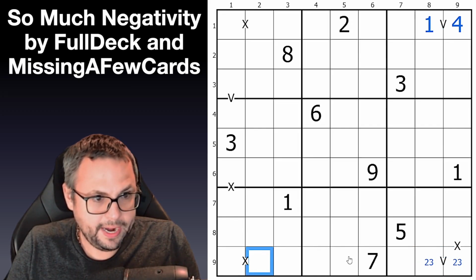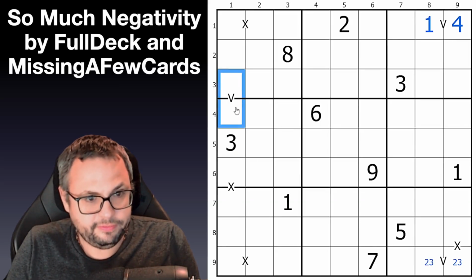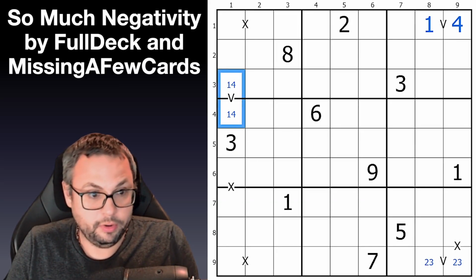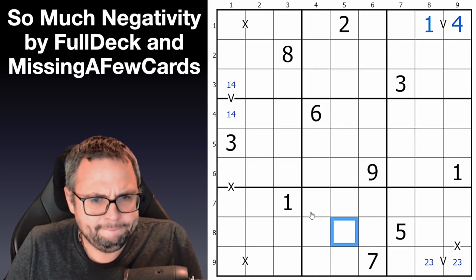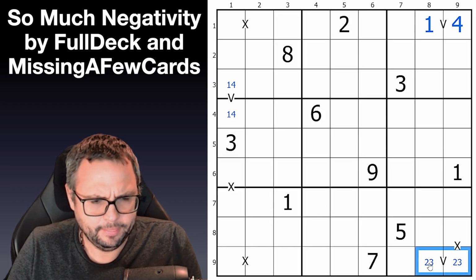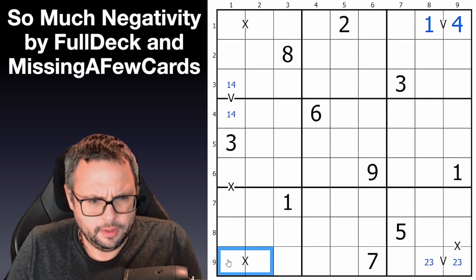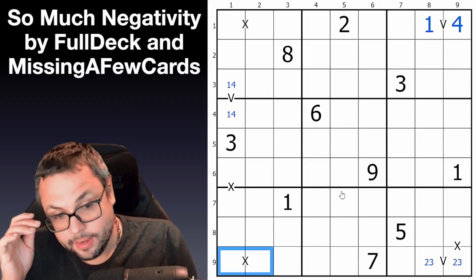Now, I may or may not at some point want to color. This V I also know is 1, 4, for whatever that is worth. Okay, this X is actually forced.